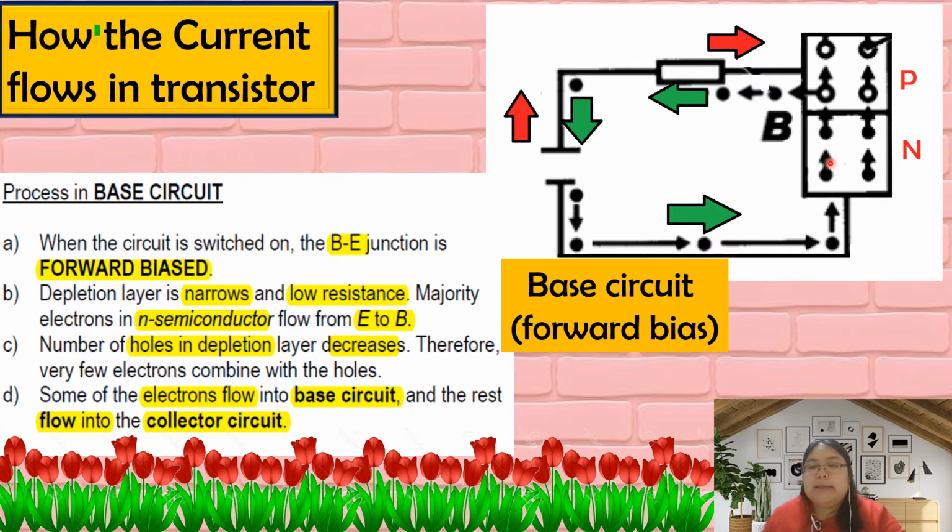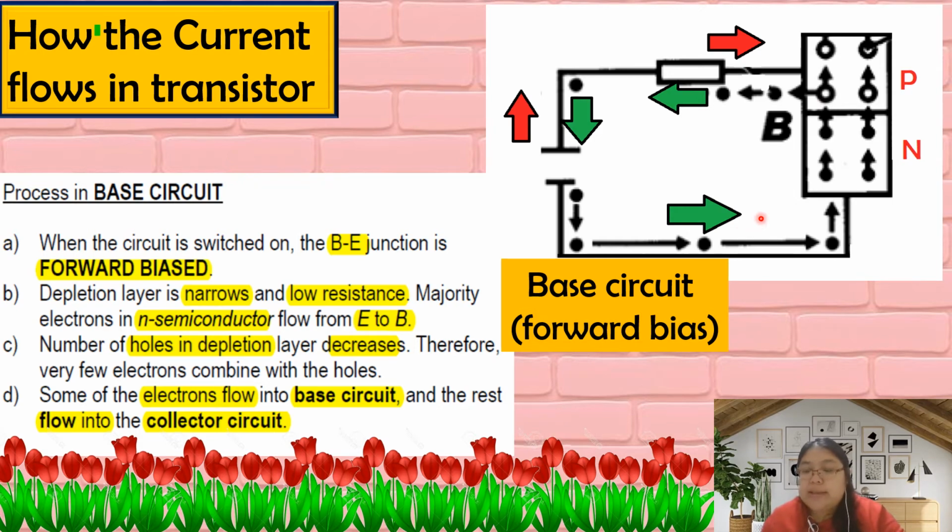Okay, we see the connection. This one is positive. This one is a P-type. So P-type joins with positive, N-type joins with negative. So this part is a forward bias. Forward bias means no problem. The electron can fill in the hole. When it fills in the hole, the electron will start to move, then the current can flow.